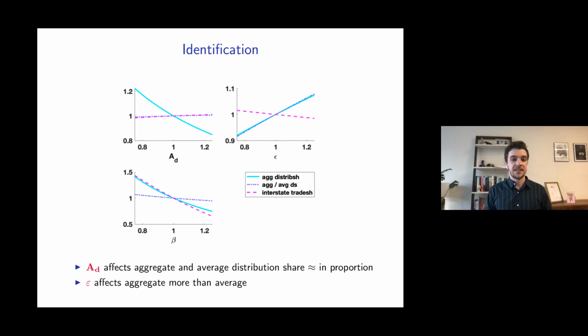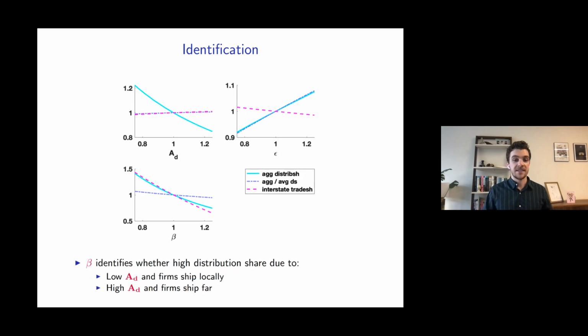And then finally, in the bottom left, we've got beta. An increase in beta is again making distribution more expensive, but via fixed costs. So it's going to lower the aggregate distribution share, because remember, these are fixed costs rather than variable costs. Firms are just exporting less far away, and so they're spending less on distribution overall. But it has a very big impact on the interstate trade share. It's really narrowing the set of markets to which firms are exporting.